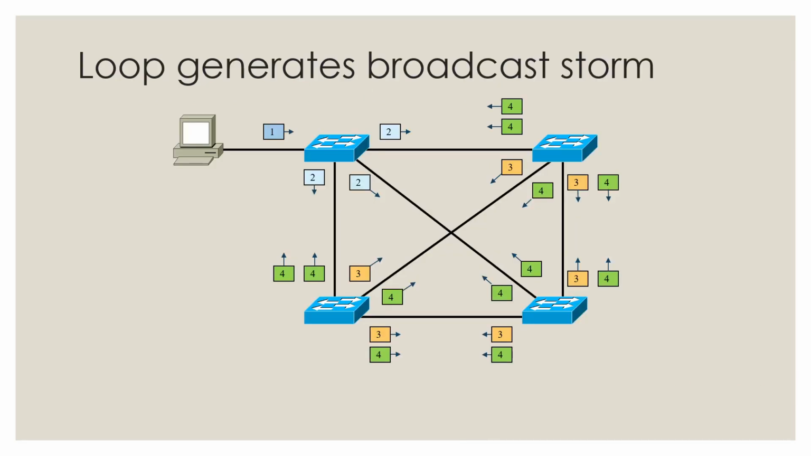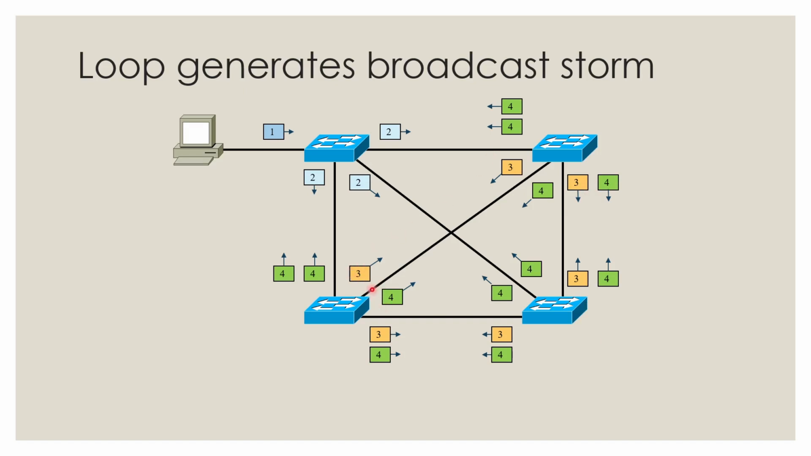This example shows a network loop generating a broadcast storm. PC1 sends one broadcast frame. The switch receives it and forwards it out all ports except the source port, producing 3 broadcast frames. Those 3 frames are forwarded to the other 3 switches. Those switches will forward the broadcast frame out of all ports again, producing the orange broadcast frames.